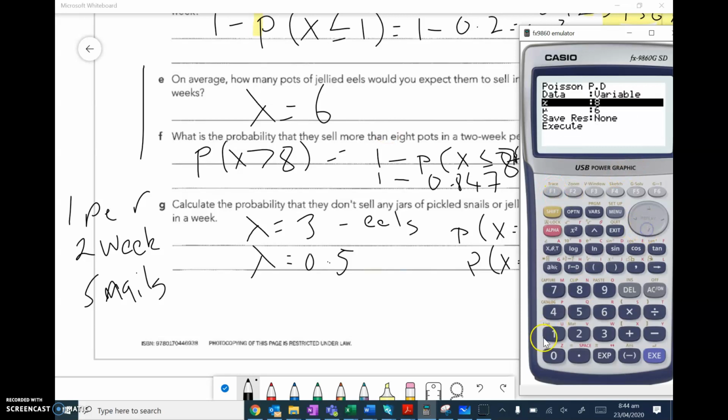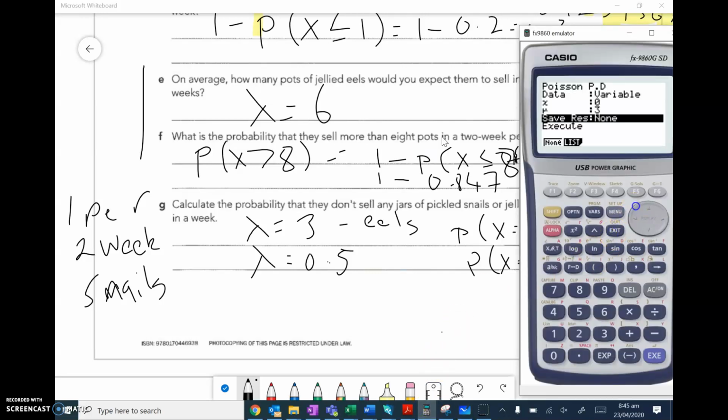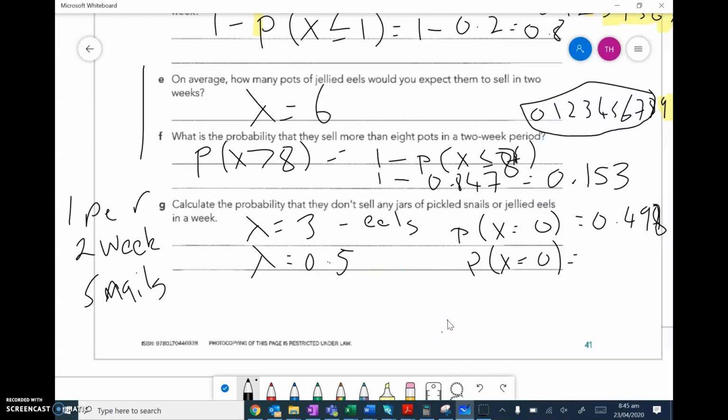I'm going to do eels first. X is 0, my lambda, my mean is 3, and I get 0.0498, which I'll round. And then for lambda is equal to 0.5, I get 0.607.